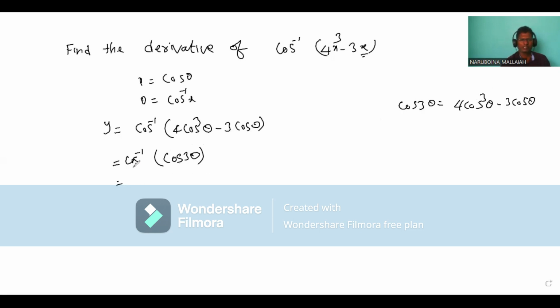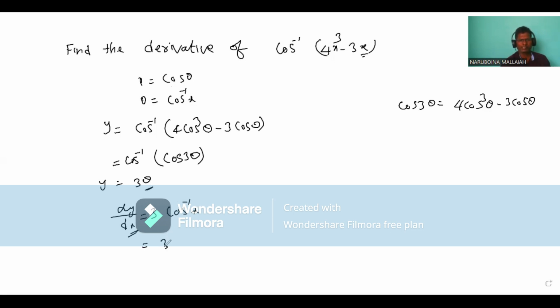Now cos inverse and cos get cancelled, we are left with 3 theta. This is the simplified function. Now we have to differentiate dy by dx. Here we are differentiating this function with respect to x, but here there is no x. That means we have to change this theta in terms of x. So here theta is equal to cos inverse x. In the place of theta, we have to substitute this cos inverse x and then differentiate.